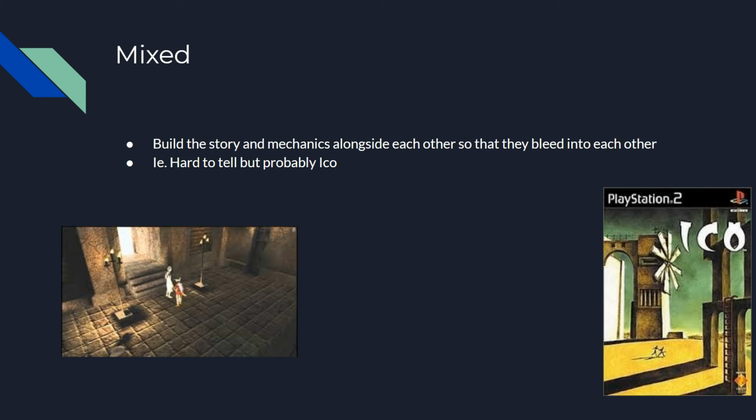If one of them grabs the princess and is trying to take her away, all the enemies are doing is preventing you from getting to the princess in order to rescue her. And that gameplay loop of saving the princess goes into the story of saving the princess. And so they kind of mix together in an interesting way. But the mixed one is kind of hard to tell, because you could technically say Ico is a narrative-based game where they took some mechanics and made some mechanics to fit into the narrative.